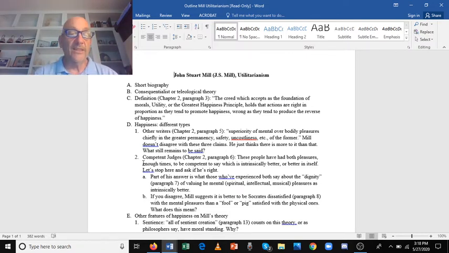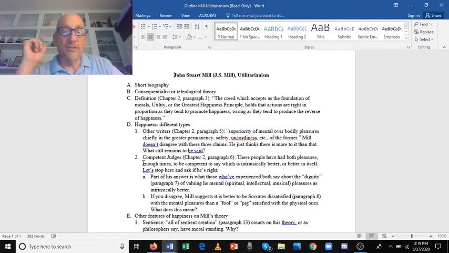Mill owes us more than that, though, and I'm in section D of your handout. Mill also owes us what he means by happiness. And if you think about it, there are probably tons and tons of words that would be cognates or synonyms for happiness. Joy, pleasure, pleasantness. So what Mill's going to give us, and this is going to take us a little while in section D, is what he means when he says things are moral insofar as they promote happiness.